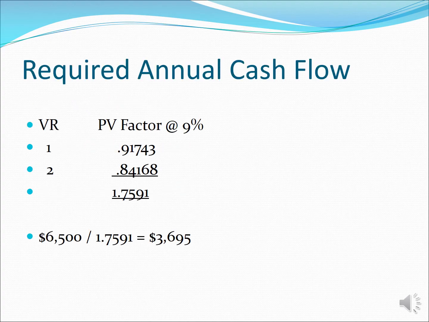And now we consider what is the required annual cash flow for the investment of $6,500, using the present value factors at 9% discounting factor. And we divide $6,500 by the total of the present value factors, that is 1.7591, to give us $3,695, and that is the required annual cash flow based on the discounting factor of 9% and using the investment figure of $6,500.